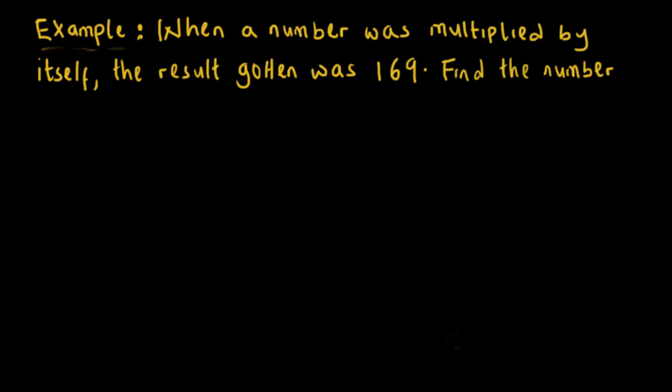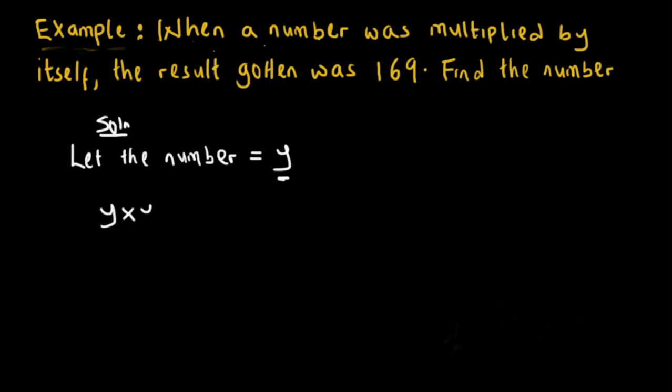So we have this question. When a number was multiplied by itself, the result gotten was 169. Find the number. Now remember, the first thing you want to say is let the number be any letter. So we can say equals to y. Now let's go to the question. When a number was multiplied by itself, now we already say let the number be y. So if it's multiplied by itself, it's like y times y.